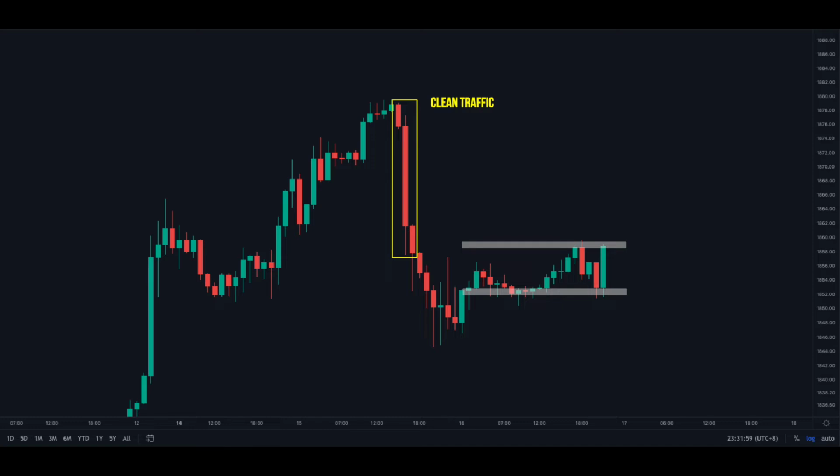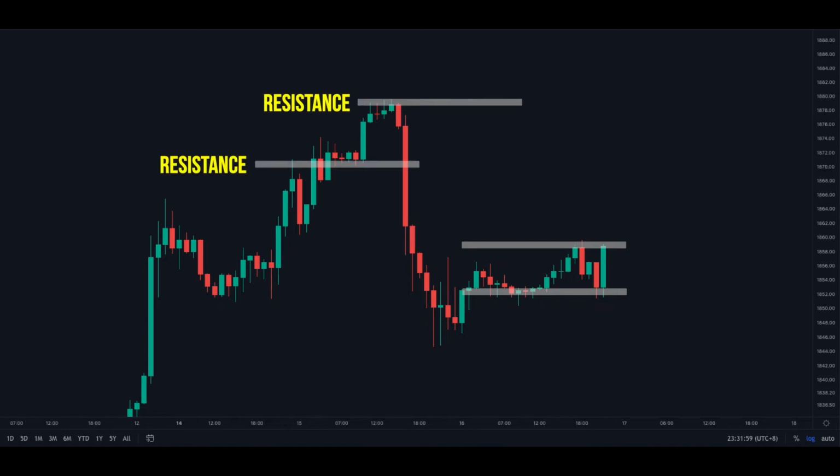If price breaks out and we're trading in a session which will provide volume, we can expect price to continue driving up to this first resistance here to the left, or even to the second resistance, which is the end of the clean traffic to the left. Let's place a take profit at the first resistance and at the end of the clean traffic. This will tell the market to close our trade once price reaches our take profit and secure our profits.